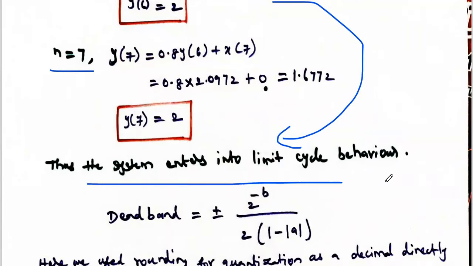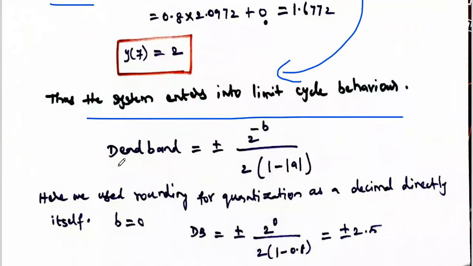into limit cycle behavior. Okay, so therefore the dead band is calculated by, so what is the formula for the dead band? Dead band equal to plus or minus 2 to the power minus b by 2 into 1 minus modulus a. So here b is the number of bits used for quantization. So here we are not at all doing the quantization in binary. Okay, so that's why the number of bits used to perform the quantization is 0. So b equal to 0 and a, what is a?